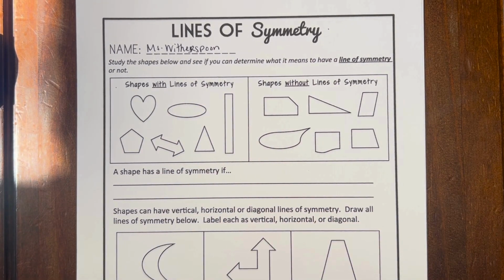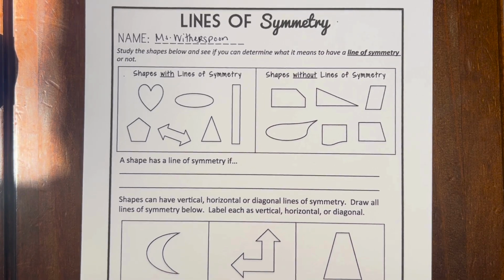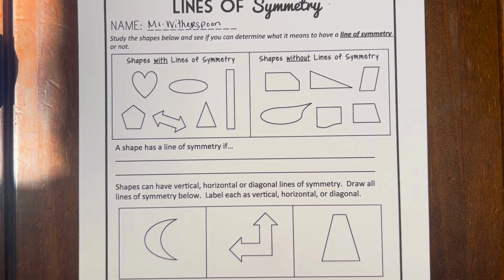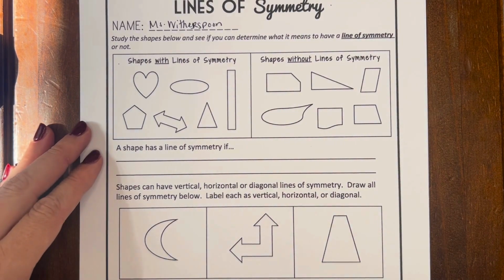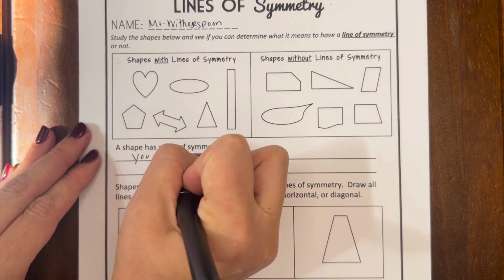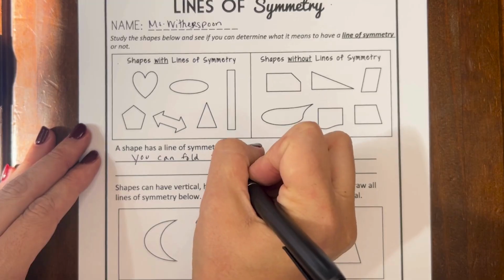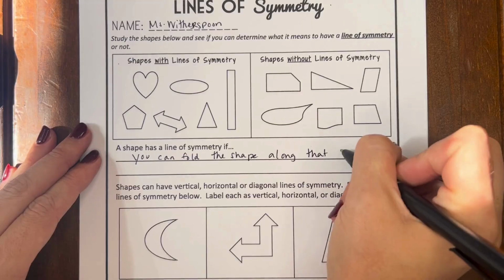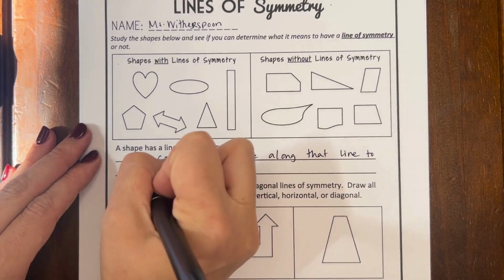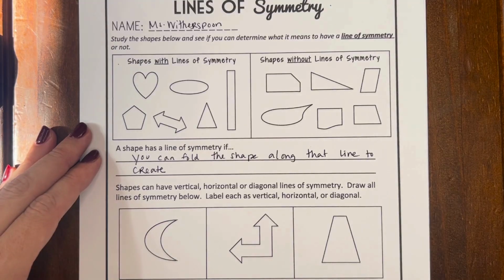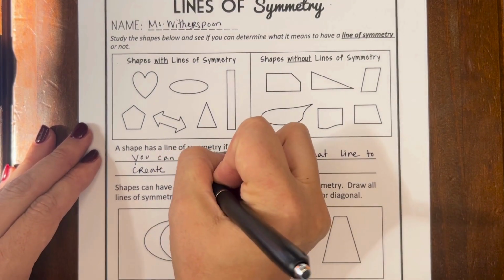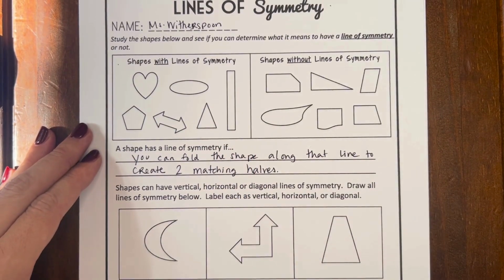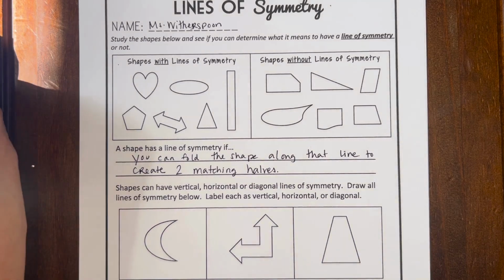I want you to turn and whisper to your partner or your neighbor or yourself. A shape has a line of symmetry if what? A shape has a line of symmetry if you can fold the shape along that line to create what? To create two matching halves. Is that what you were thinking? All right, well, let's see what this means.